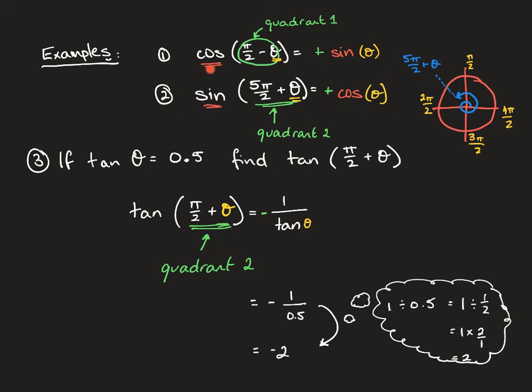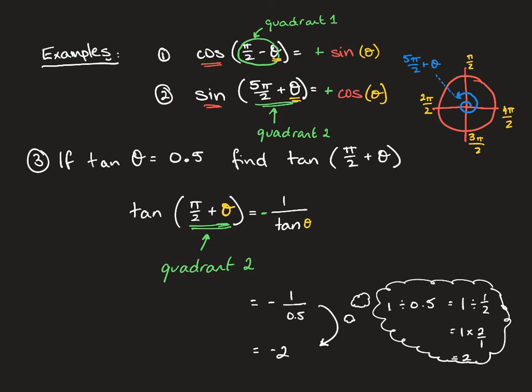So how did you go? Cos for quadrant 1 is positive. Because we're finding cos, our answer will be sine, and our angle we're using is theta. So positive sine of theta. For this one, hopefully you made sense of this little angle over here, which is increasing as we go pi on 2, 2 pi on 2, 3 pi on 2, 4 pi on 2. So this, when we've come all the way around, is 5 pi on 2 plus theta, which puts us in quadrant 2. And sine in quadrant 2 is positive. Because we're finding sine, our answer is going to have a cos and our angle is theta, so the answer is positive cos of theta.